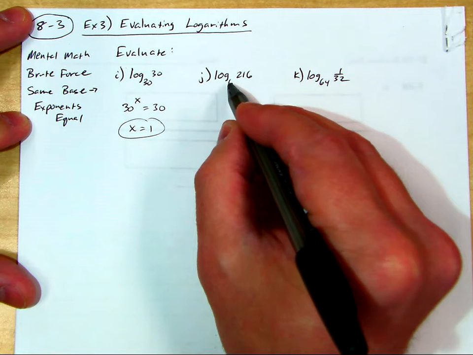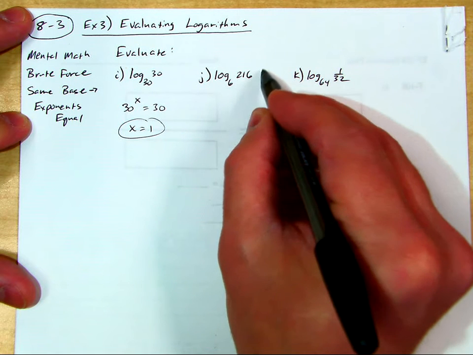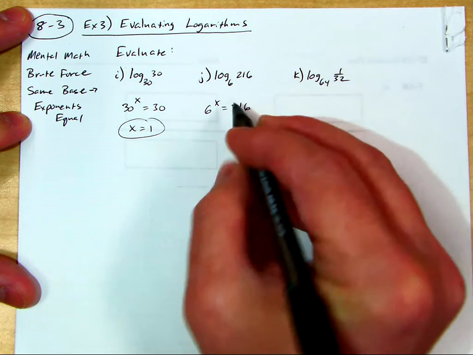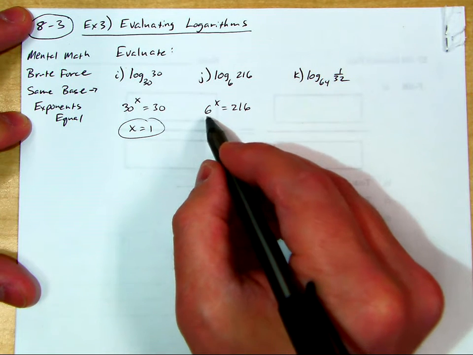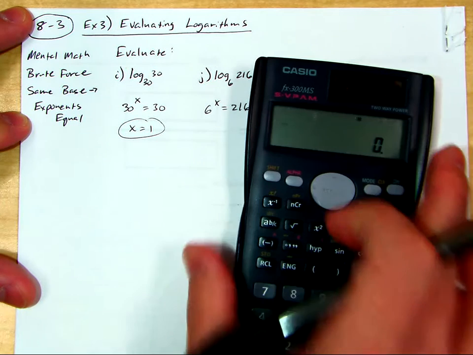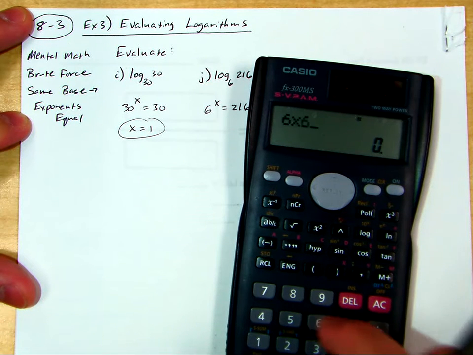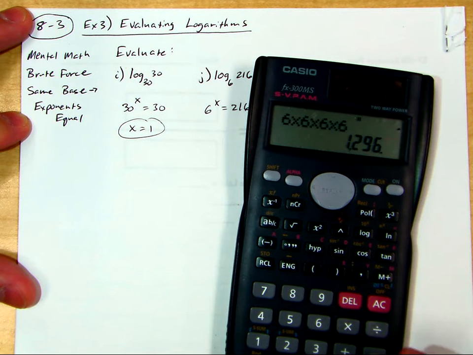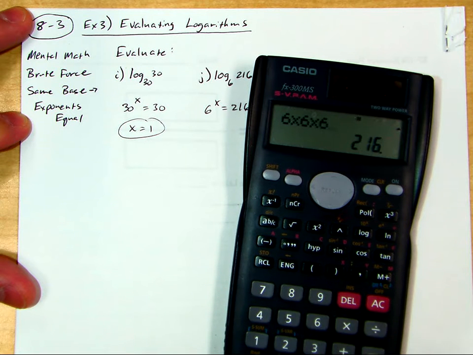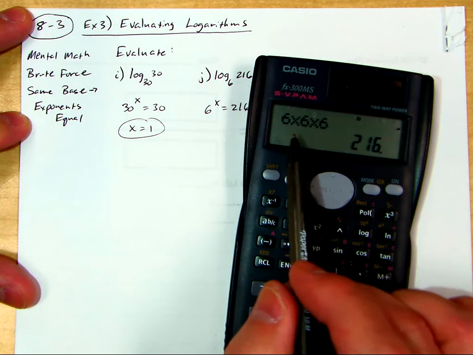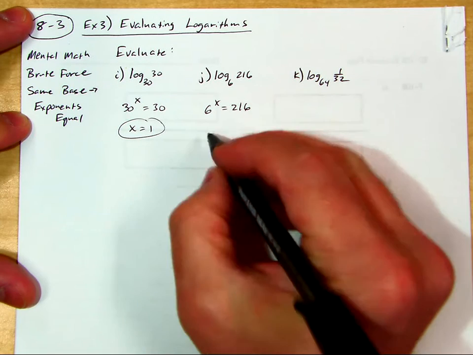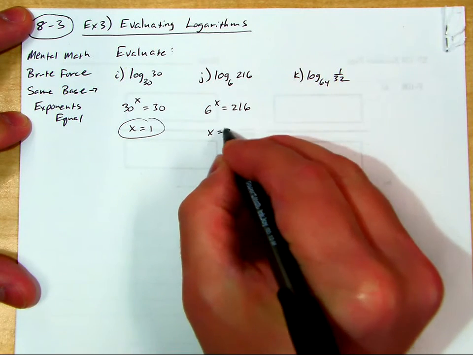For the brute force over here, see a log goes swirly, 6 to the x equals 216. Now, this is where you're going to go, well, I don't know what power of 6 gets to 216, but you can start trying it in the calculator. Let's see, 6 times 6 times 6 times 6. Let's try 4 of them. Oh no, that's way too big. So 6 times 6 times 6 equals, there you go, it's 6 to the third power because I put in 3 sixes. So that's a way to use brute force. So x equals 3 in this case.